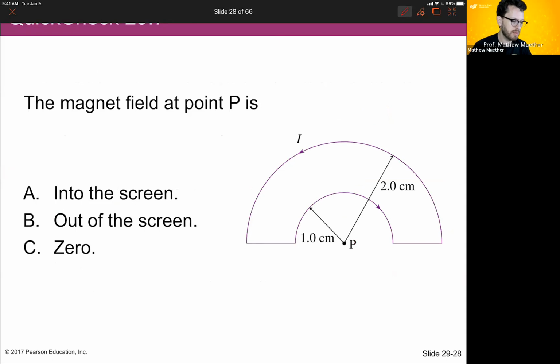What about this one? Let's just focus on the direction. So now I've got a current carrying wire. There's current flowing around this thing in the direction indicated by these arrows. If I look at point P, what direction does the magnetic field point at that point in space?